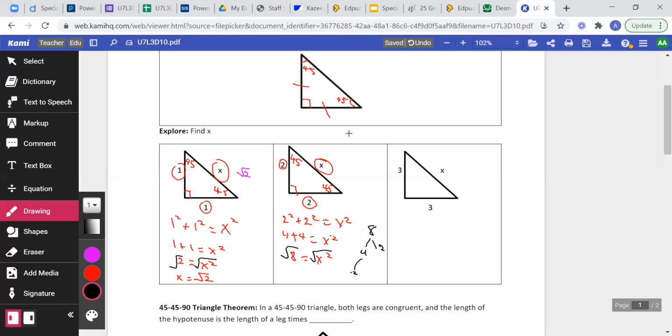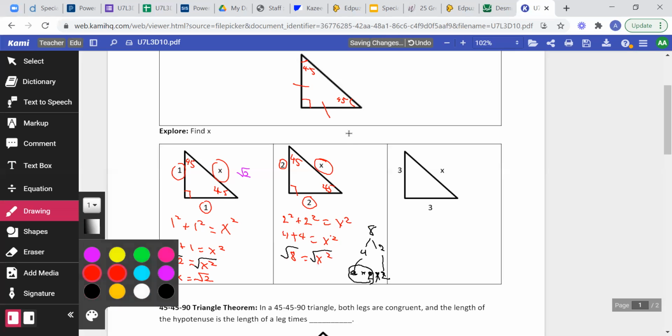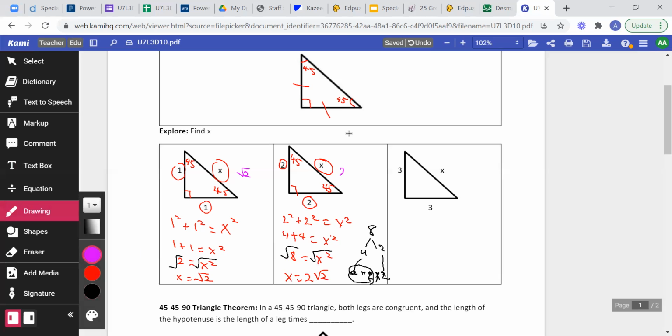So 2 times 2, and this 2 comes here. So I'm going to have 2 times 2 times 2. I only need the first 2. So if I take the first 2, I'm going to have x equals 2 root of 2. So here too, I have 2 root of 2.